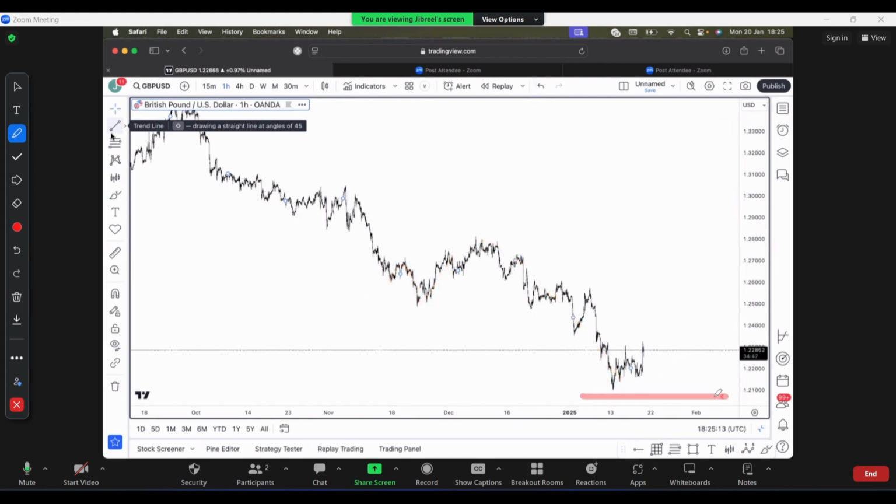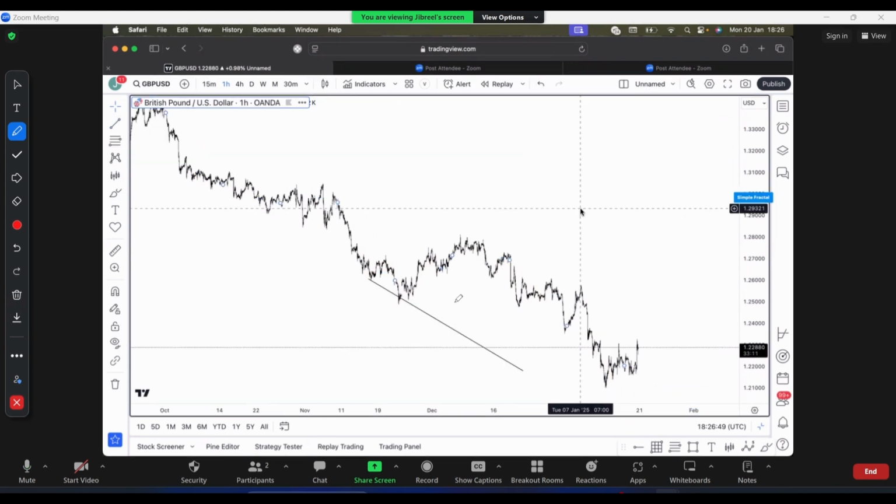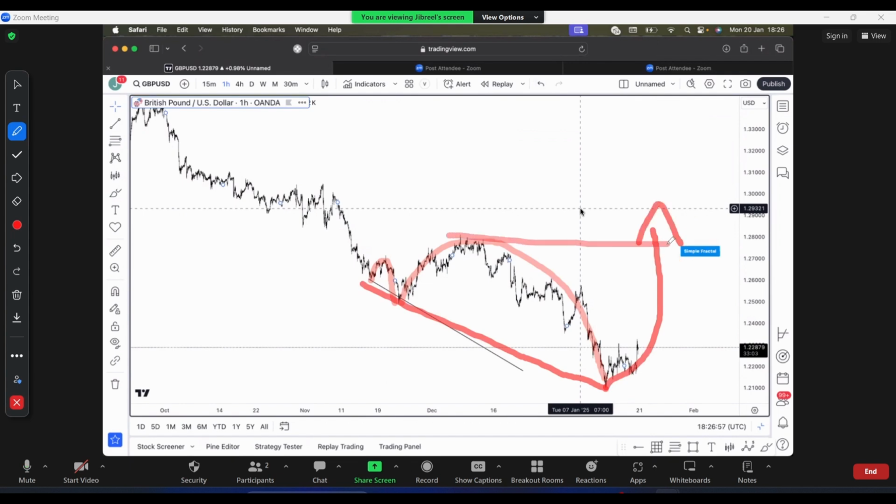So, we are not going to break these levels right here. We are going to break this high. So, right here, it's very clear. We have the self-similarity. We have the same scale. So, we'll go to break this high right here, okay?